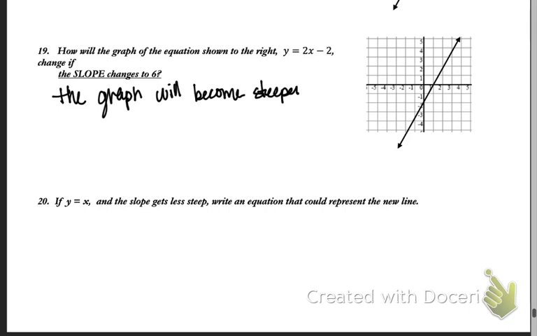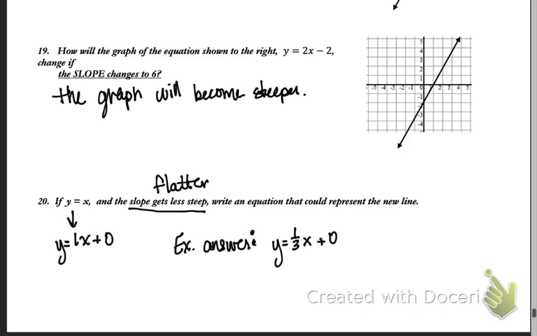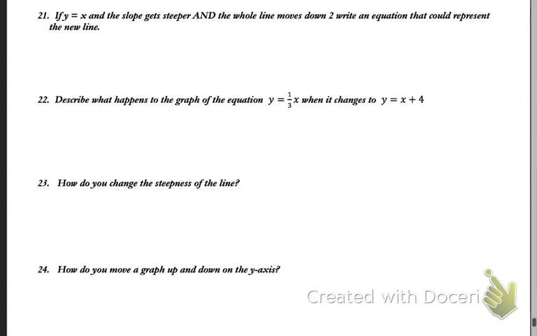Number 20, if y equals x and the slope gets steeper, less steep, write an equation that could represent the new line. If it gets less steep, it's going to become flatter. So we currently have that the slope is 1. We need our slope to be less than 1. So an example answer could be y equals 1/3 x plus 0. Just so long your slope is less than 1, you would be making your slope flatter or less steep, and that answer would be correct.